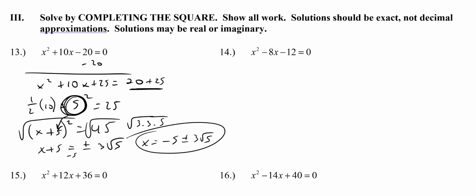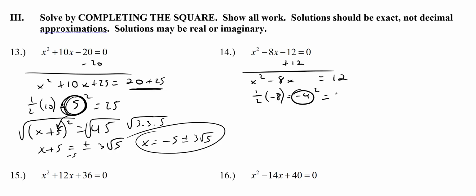Okay? So same thing with this one. I'm going to add 12 first. So I get x squared minus 8x equals 12. I take half of negative 8, which is negative 4. I circle it, I square it, I get positive 16. So add 16 to both sides.